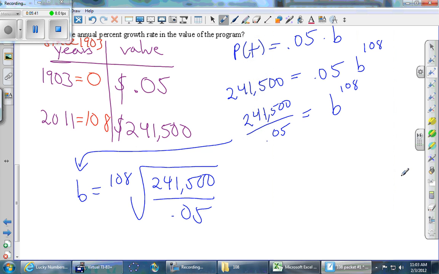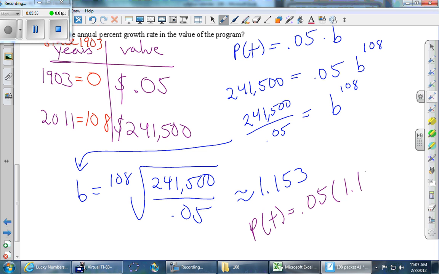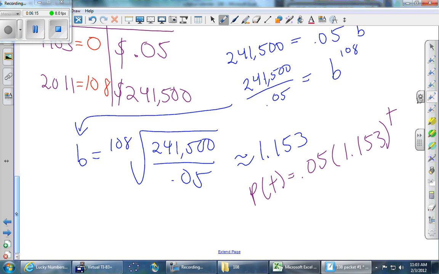So let's get that here. 1.153. So that means that the formula that we end up with here is P of T is the nickel, 0.05 times 1.153 to the T. So if you want to know how much it's worth at any moment in time, you plug into that formula. Can you guys look at that and tell me what interest rate, if I'm thinking of it as an investment, do you see the interest rate from there? Do you see it's the 15%? And so I'll write this formula that I mentioned the other day.